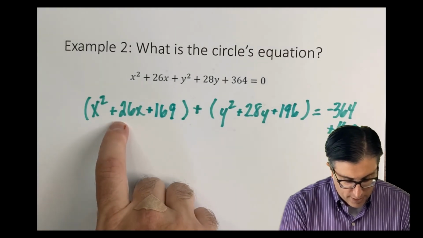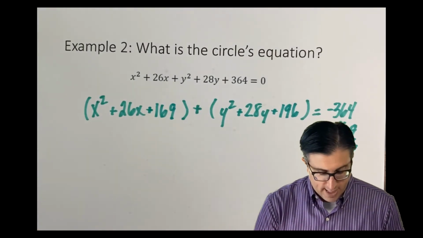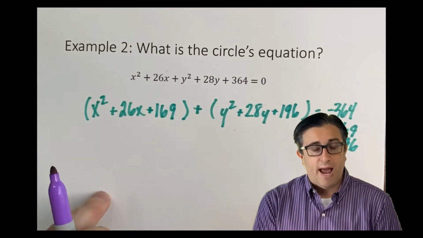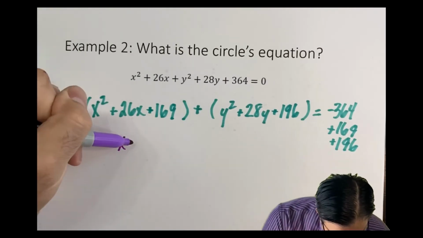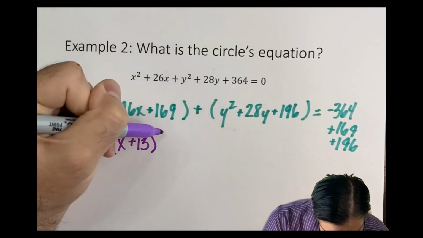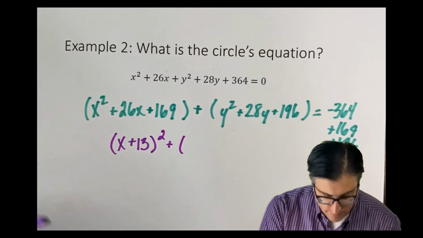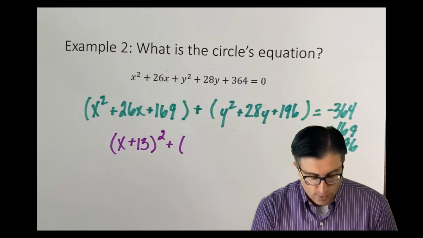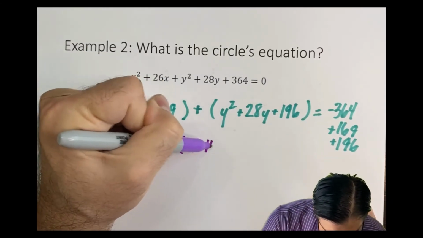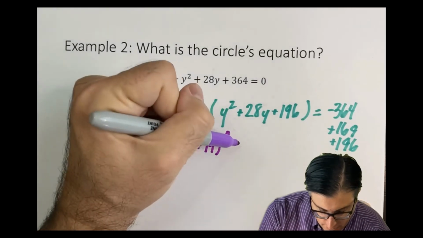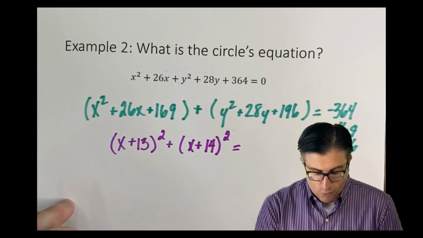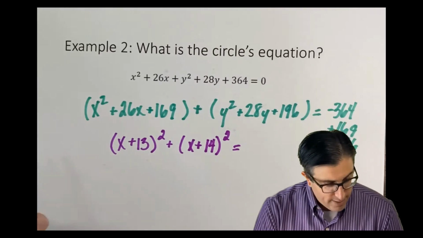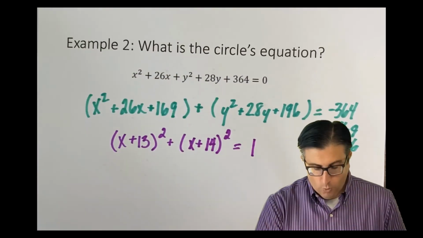X squared plus 26x plus 169 can be factored. What number times itself is 169 and what number added to itself is 26? Well, that's (x plus 13) squared. Plus, what number times itself is 196 and what number added to itself is 28? Well, that number is 14, so (y plus 14) squared. Now I add negative 364 plus 169 plus 196. When these three get added up, that gives me a nice number of 1.